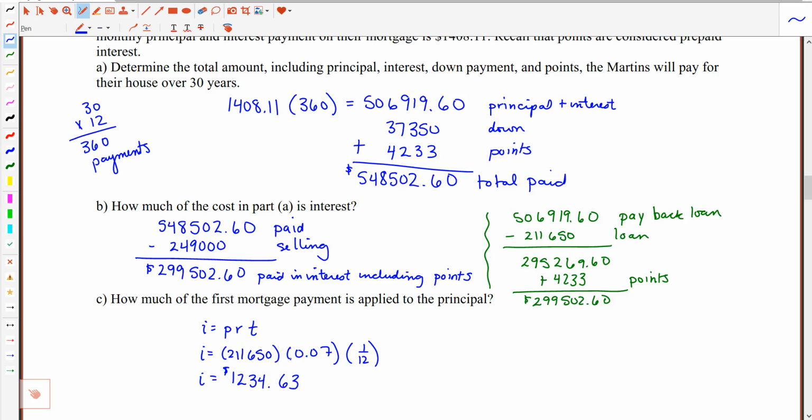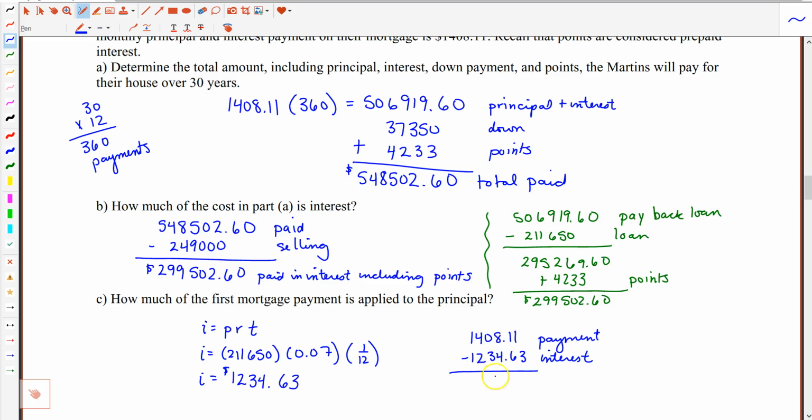Now we will end up sending in a payment of $1,408.11. Okay, so this is the payment. Out of that payment, they're going to siphon off $1,234.63 for themselves for interest. So there's the cost of doing business that comes out of your payment. So the difference is what is actually going to go to paying down your loan.